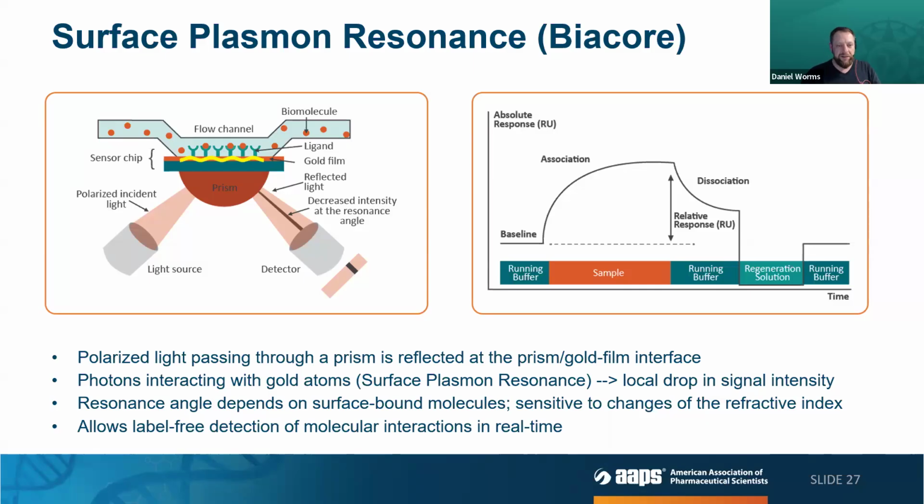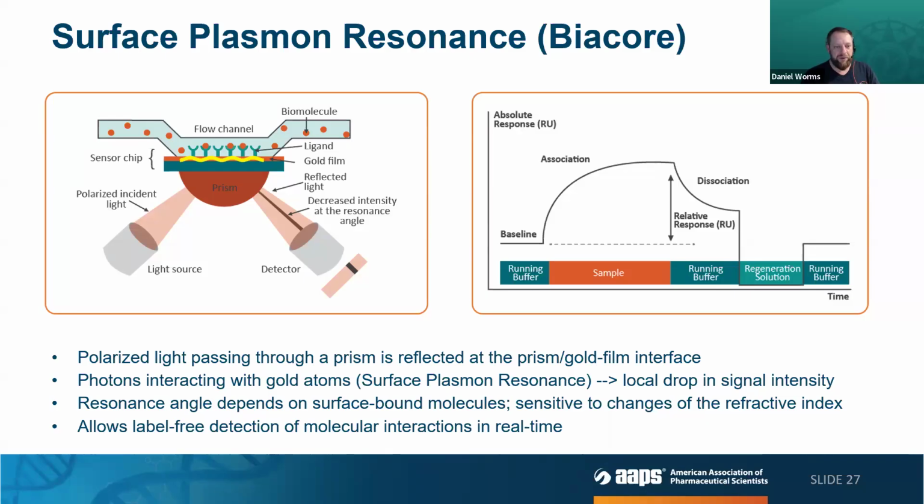And the polarized light is then passing through the prism, and the light is then reflected at the interface of the prism and the gold film. And then it is detected on the other side of the prism. Now, not all of the photons are totally reflected. Part of them, at a certain specific angle, the so-called SPR angle.